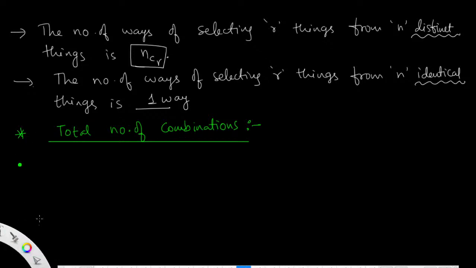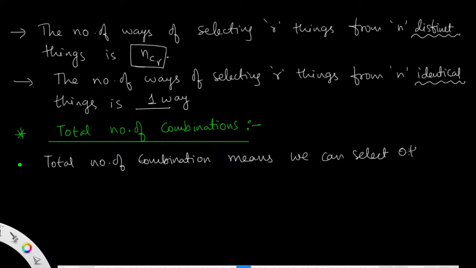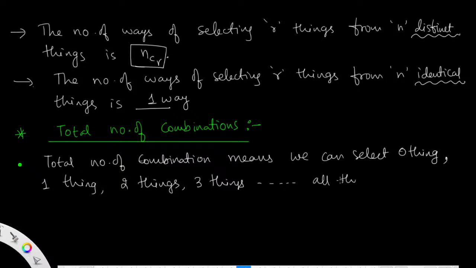First formula: the total number of combinations means we can select 0 things, or 1 thing, or 2 things, 3 things, and so on, all things out of n things.